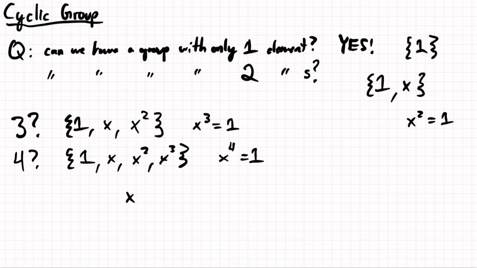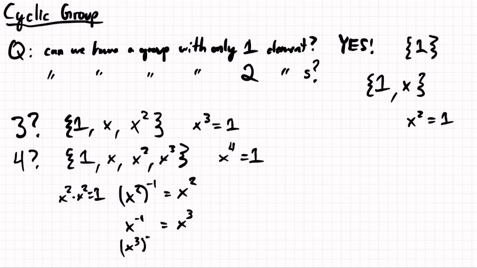What's the inverse of x squared? Well, x to the 4th equals 1, so x squared times x squared equals 1. So x squared, this element, is its own inverse. What about x inverse? Well, that's x times x cubed equals x to the 4th, right there. And likewise, x cubed inverse is just going to be x, right?